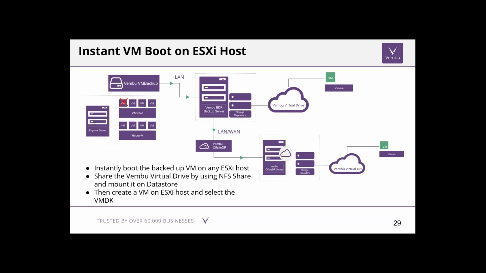Okay, let me move to the disaster recovery scenarios. In this particular disaster recovery scenario, you may see there is a backed up VM down on the VMware vSphere host. It may be a VM from VMware or a VM from Hyper-V, or it may be a physical server or desktop. Okay, it can be instantly booted from the primary storage repository, or you can even instantly boot them from a secondary storage repository, which is attached to the Vembu OffsiteDR server.